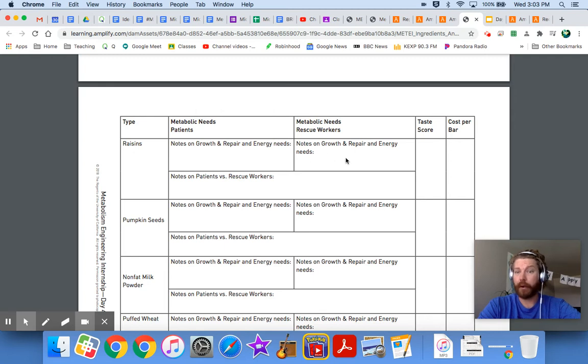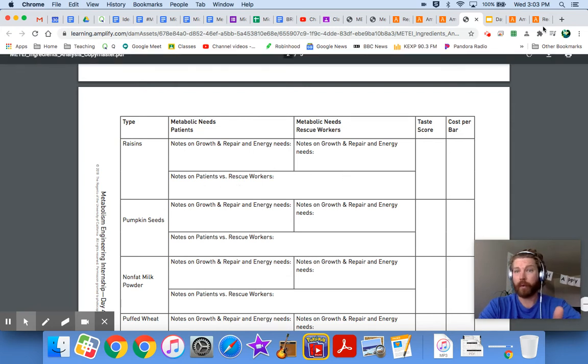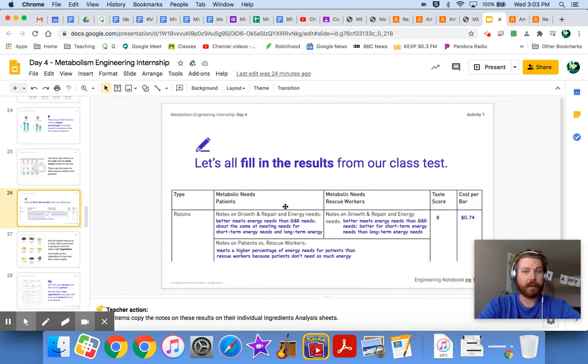You're going to write down both your notes, okay? You can write down the taste score, the cost per bar, and then how about the differences between patients and rescue workers? How do they compare? Is it better for one than for the other? And it's going to look sort of like this. So you don't have to write this much because I realize you're doing every single one of them. Okay, so you can write a little bit more briefly, but for this one it says notes on growth and repair and energy needs for patients. Better meets energy needs than growth and repair needs. About the same at meeting needs for short-term energy needs and long-term energy. Better meets energy needs. I'm sorry, that just looks weird. Doesn't seem to make sense to me.